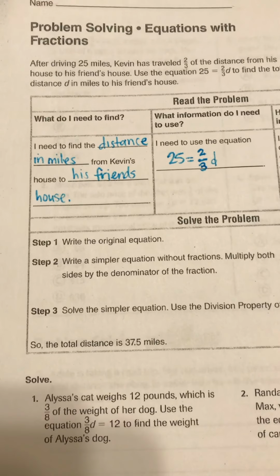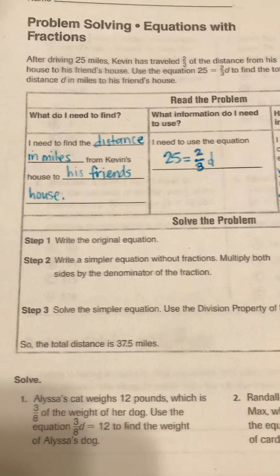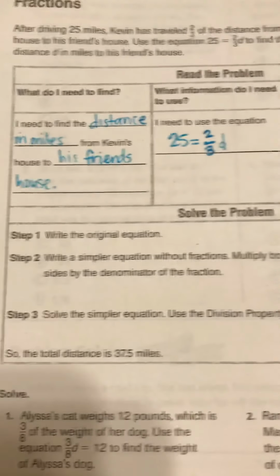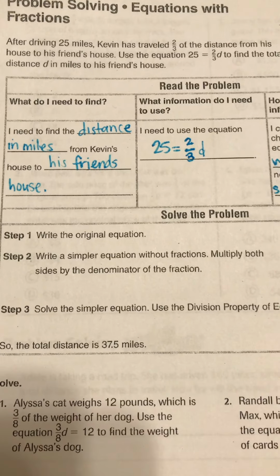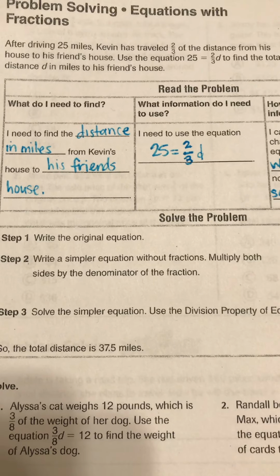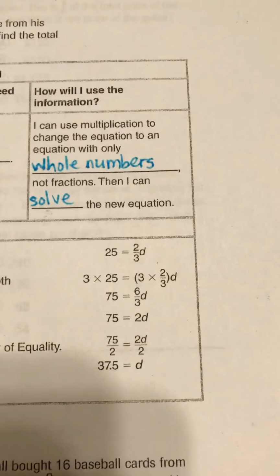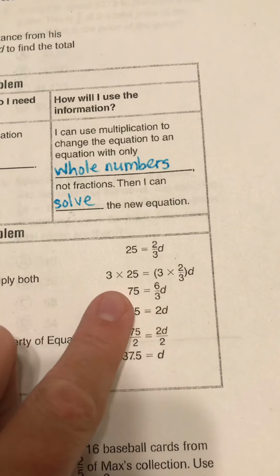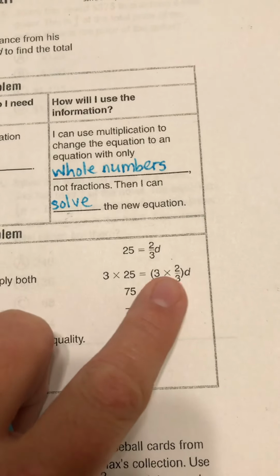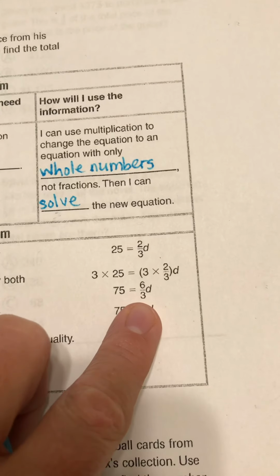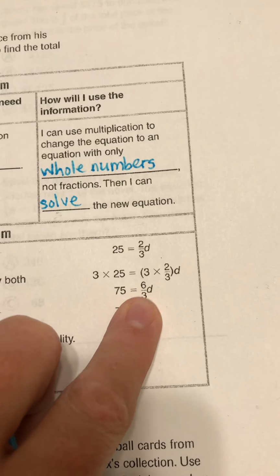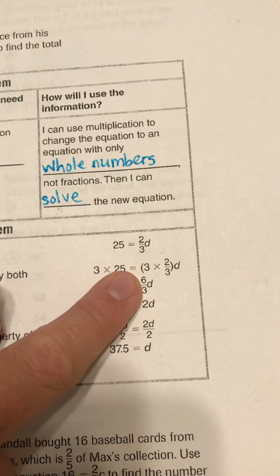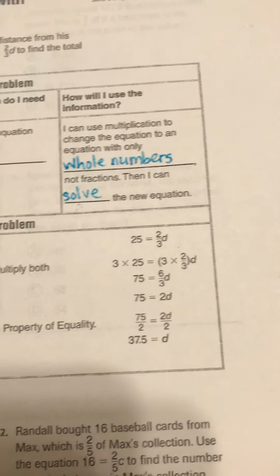So, solve the problem. First step, write the original equation. Right there, they have the original equation, 25 equals 2/3 times d. Step 2, write a simpler equation without fractions. They want you to multiply both sides by the denominator of the fraction. The denominator is 3, so we're going to multiply both sides times 3. 3 times 25 will give us 75. 3 times 2/3 will leave us with 6/3 times d, which, a fraction is division. 6 divided by 3 gives us 2 times d. Now we don't have any fractions there.